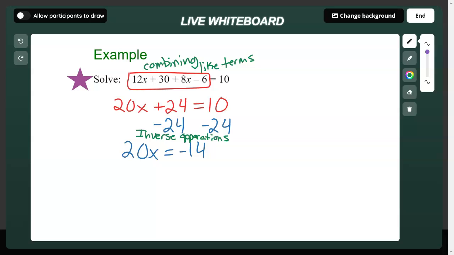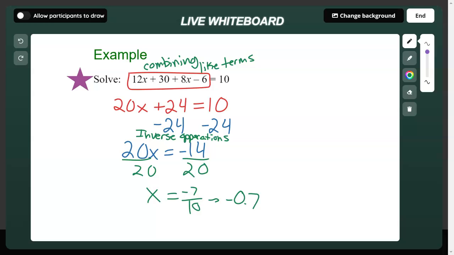20x equals negative 14. Now I do what? Now I divide by 20. And again, that's another inverse operation because we're going from one side of the equal to the other side of the equal. So we're going to divide by 20. 20 divided by 20 is what? 1. So I just end up with 1x. And then negative 14 over 20 reduces to negative 7 over 10, which as a decimal is negative 0.7. Okay? Questions, comments, concerns?